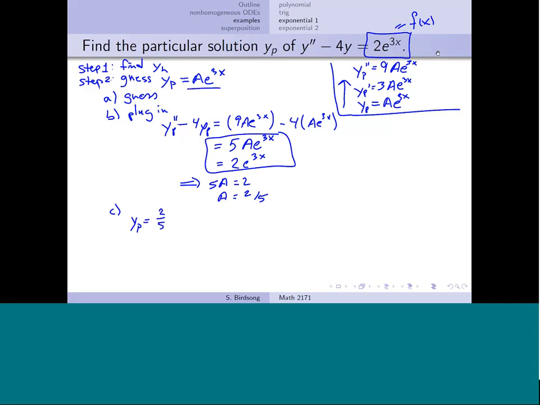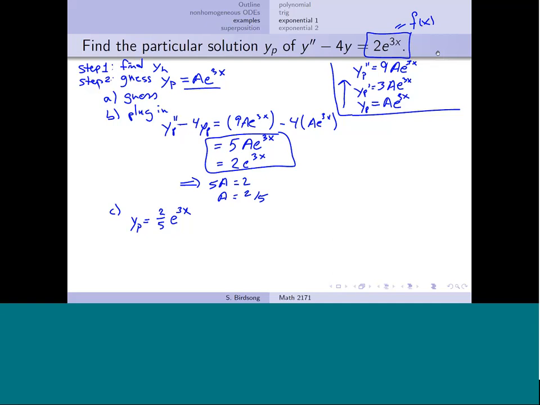Looking at the actual format we had before, so I don't make the silly mistake I did on the last example, we'll have 2 over 5 times e to the 3x, and that would be your particular solution. Notice, with your particular solution, there are no unknowns left. You solve for everything.